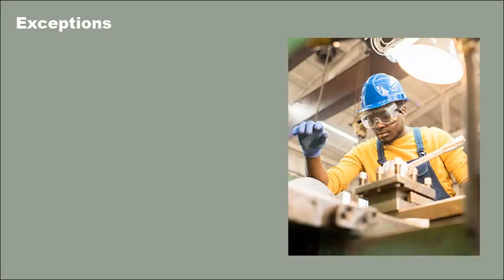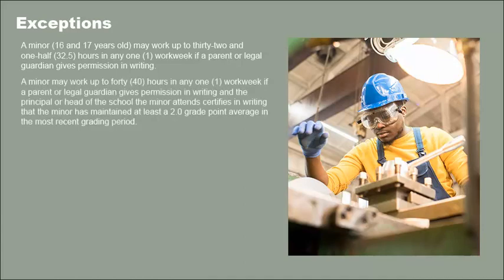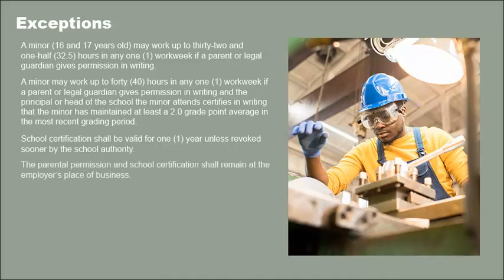There are a few exceptions for the number of hours worked for a minor that is 16 or 17 years of age. The following conditions must occur. A minor 16 or 17 years old may work 32.5 hours in any one work week if a parent or legal guardian gives permission in writing. That minor may work up to 40 hours in any one work week if a parent or legal guardian gives permission in writing, and the principal or the head of the school the minor attends certifies in writing that the minor has maintained at least a 2.0 grade point average in the most recent grading period. School certification shall be valid for 1 year unless revoked sooner by the school authority, and this parental permission and school certification shall remain at the employer's place of business.